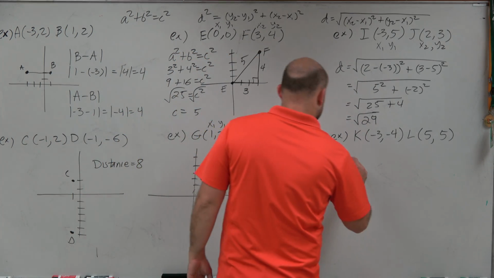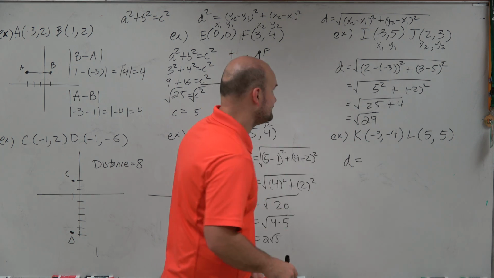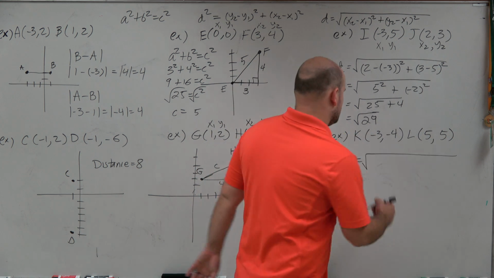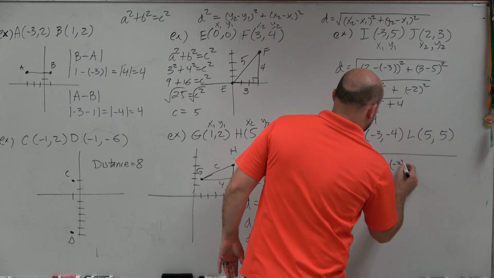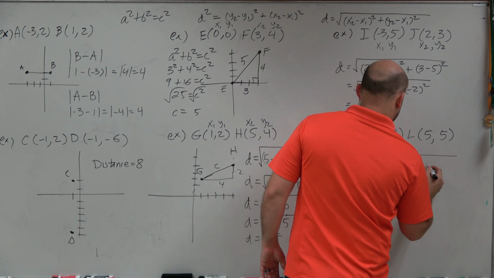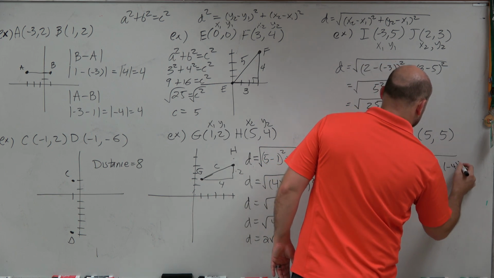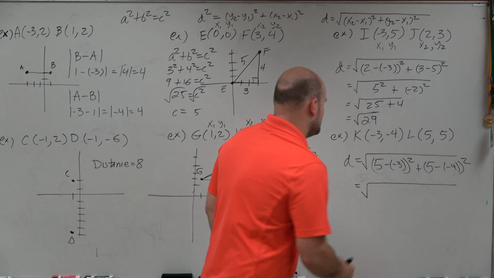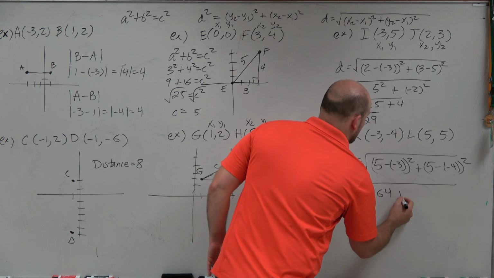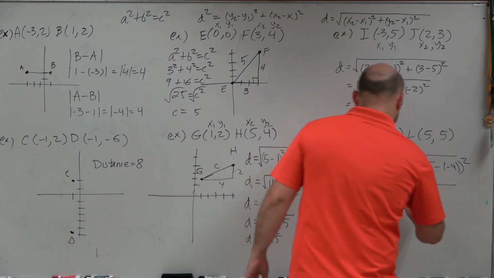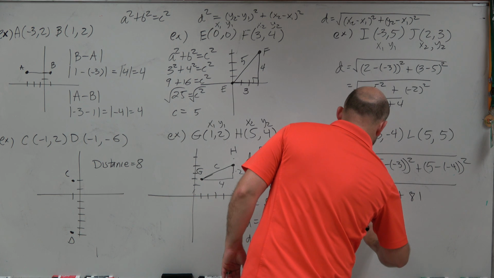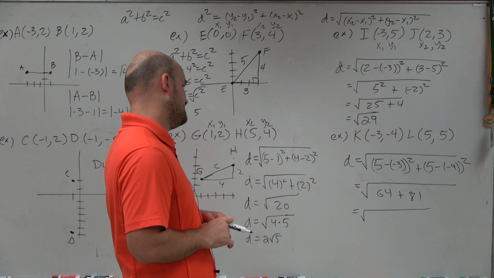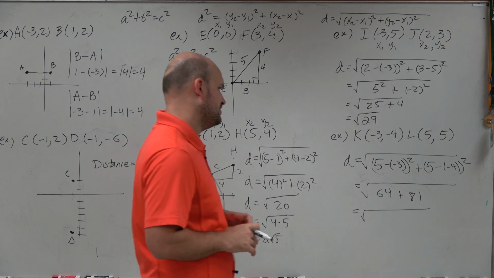And then last but not least, let's just do one more, and I'll do this one a little bit quicker. I'm not even going to label them. I'll just say x1, y1, x2, y2. So therefore, I'll do 5 minus negative 3 squared plus 5 minus negative 4 squared. So 5 minus negative 3 is 8, which is going to be a 64. Plus that's going to be 9, which is going to be an 81. And therefore, that's going to give me 145.